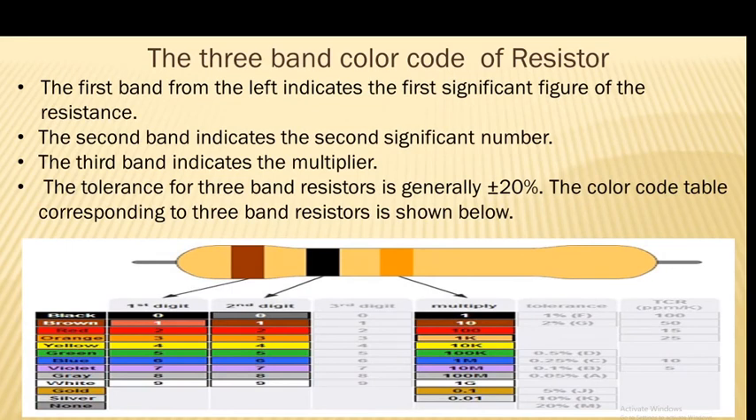When the resistor has three color bands, how is the value of that resistor found? The first color band indicates the first significant digit, which is always taken from the left side of the resistor. The second band indicates the second significant digit. The third band indicates the multiplier, and when the resistor has only three bands, its tolerance is always plus minus 20%. We just see one example.